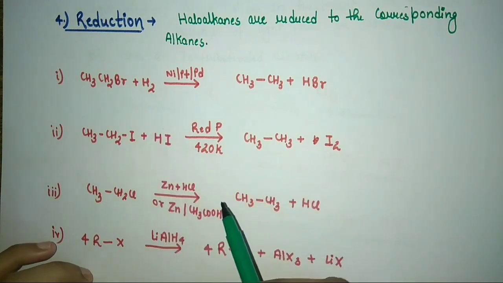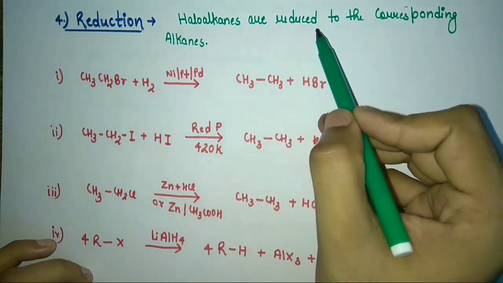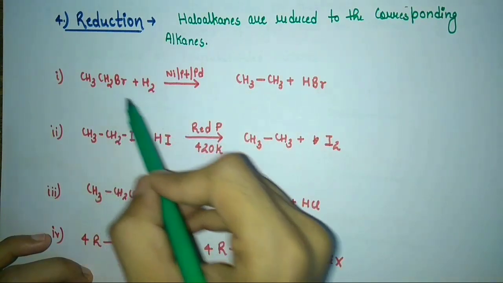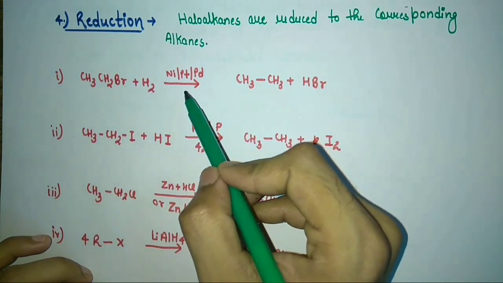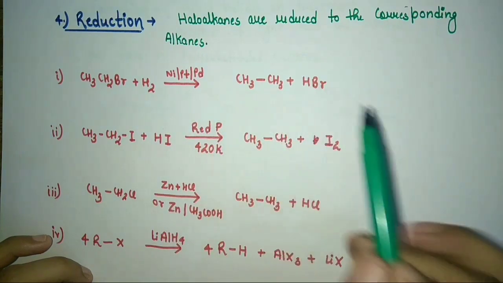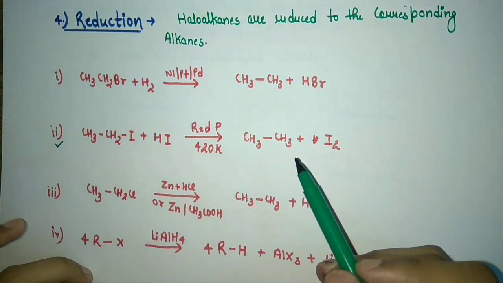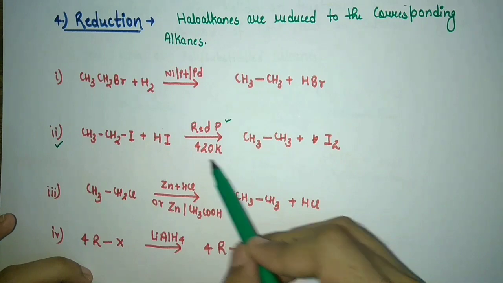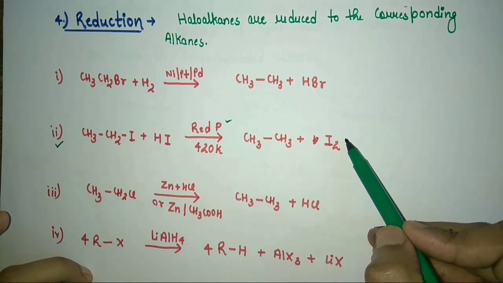Now, another chemical property of haloalkanes is reduction. Haloalkanes are reduced to the corresponding alkanes. Let us suppose this is the alkyl halide. When it reacts with hydrogen in the presence of a metal catalyst such as nickel, platinum, or palladium, it is reduced to the corresponding alkane. Now this is particularly for iodoalkane: when it reacts with HI in the presence of red phosphorus at 420 Kelvin, it is reduced to the corresponding alkane and I2 is released.